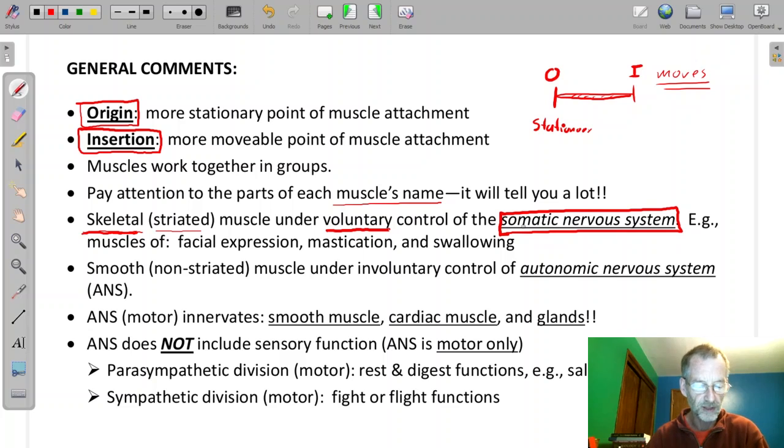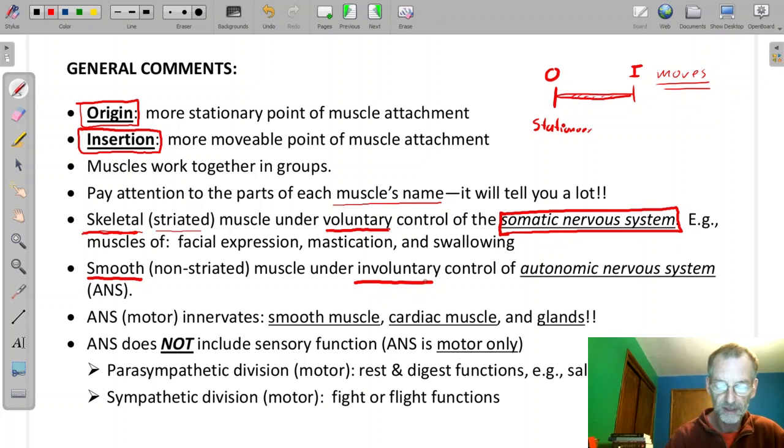And then there's smooth muscle, of course, second of three types of muscle. And it's non-striated, which is what makes it smooth. And it's under involuntary control. So you cannot consciously contract smooth muscle. At least most of us can't. And that is under autonomic control. That division of the nervous system.